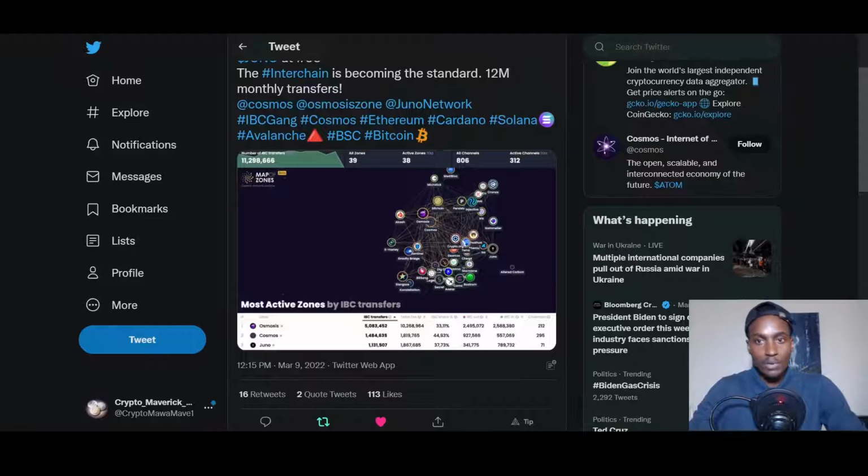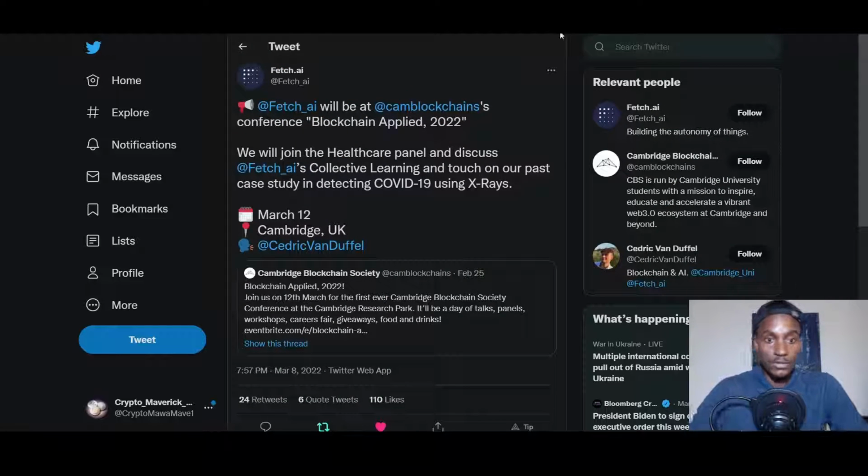You don't have to create replicas or duplicates of those. So of course, this is another announcement by Fetch.AI. They'll be doing a Cambridge conference, Blockchain Applied. This will be happening in 2022.